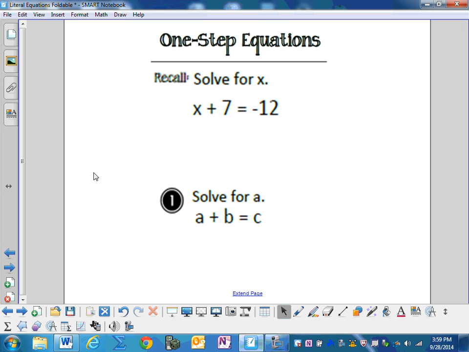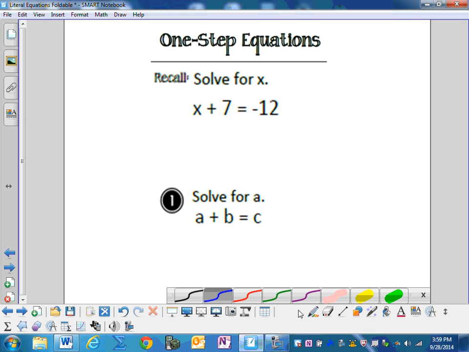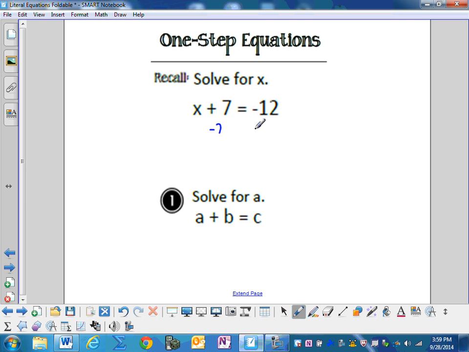So as you recall, to solve for x, if we had x plus 7 equals negative 12, we would minus 7 on both sides. So x would equal negative 19. So how do you think we'd solve for a? Go ahead and try that.